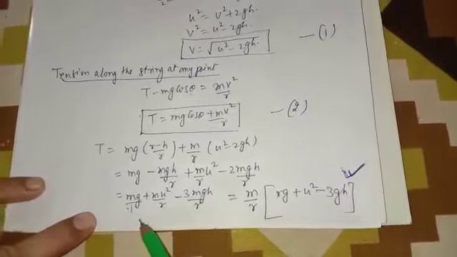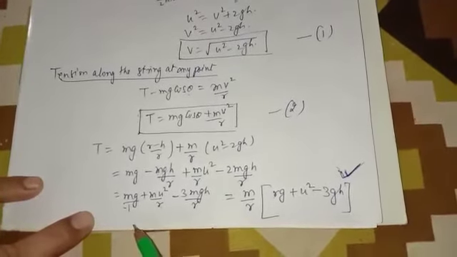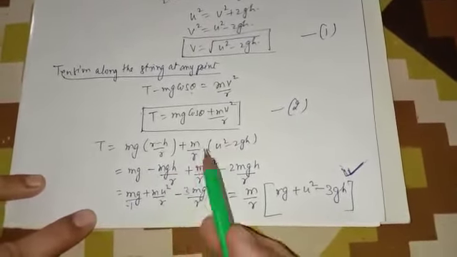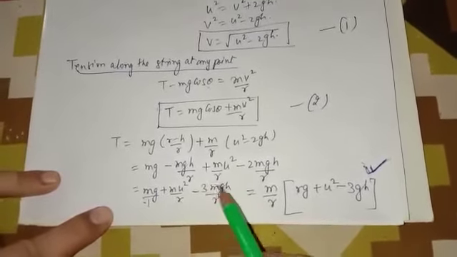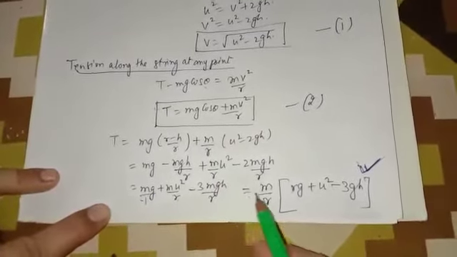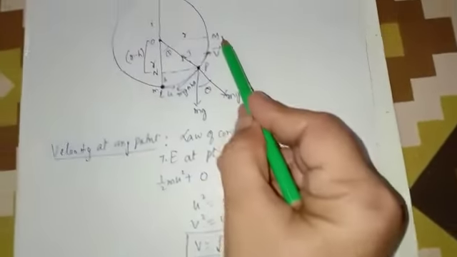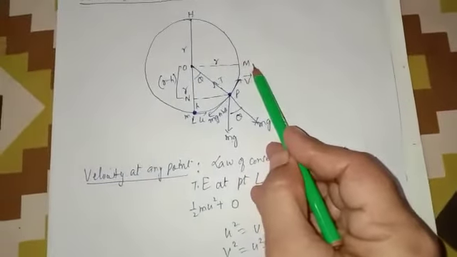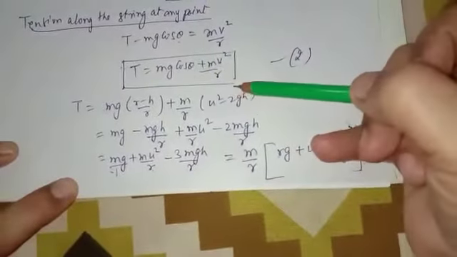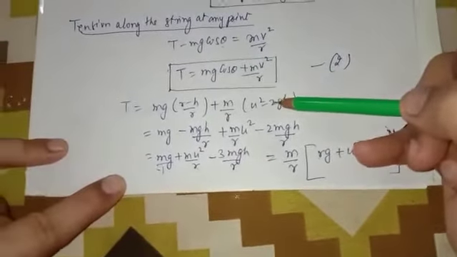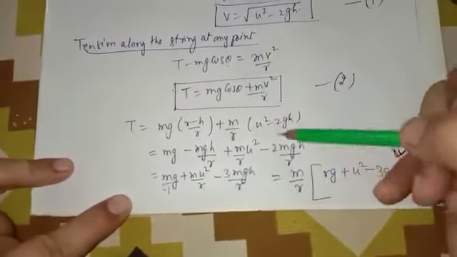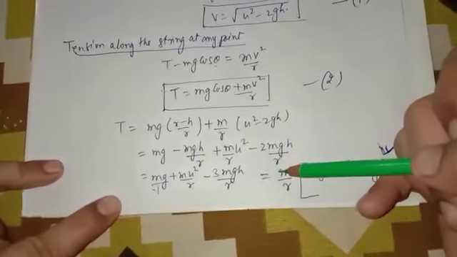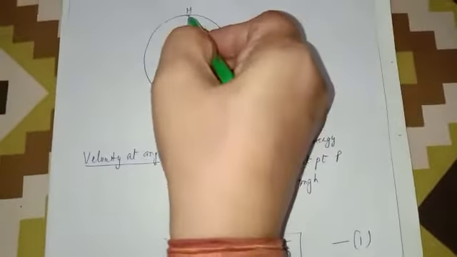So these are the two general equations of the velocity of the body at the point P and the tension along the string at the given point. And by using these two equations, we can put in different values. Suppose I am taking the point M, then the angle is 90 degrees. So I can use the angle of 90 degrees, substitute the value and calculate the answer, right? So in this way we can put in the values and calculate the tension at the lowest point, middle point and at the highest point.